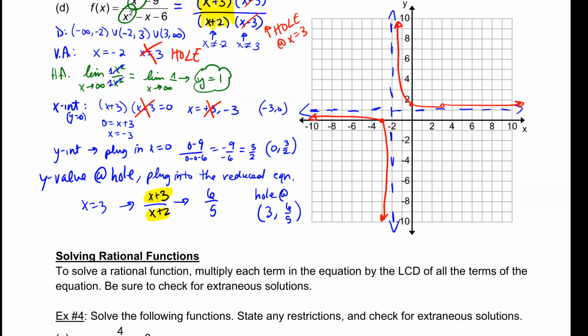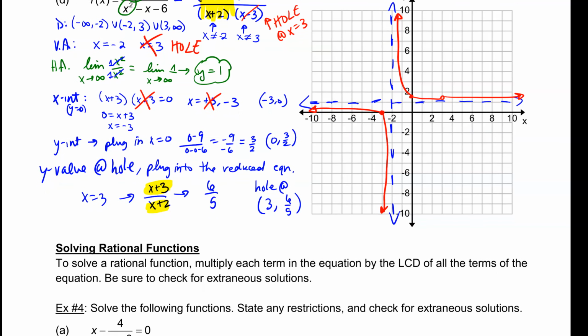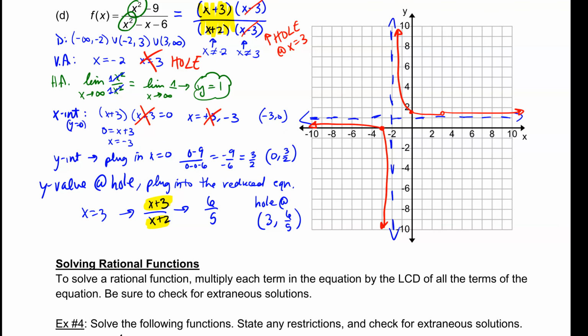Okay. Solving rational functions. You've kind of done this before. It's literally solving things with fractions. To solve a rational function, multiply each term in the equation by the LCD, the least common denominator, of all the terms of the equation. Be sure to check for extraneous solutions, aka things that we're not allowed to have as x.